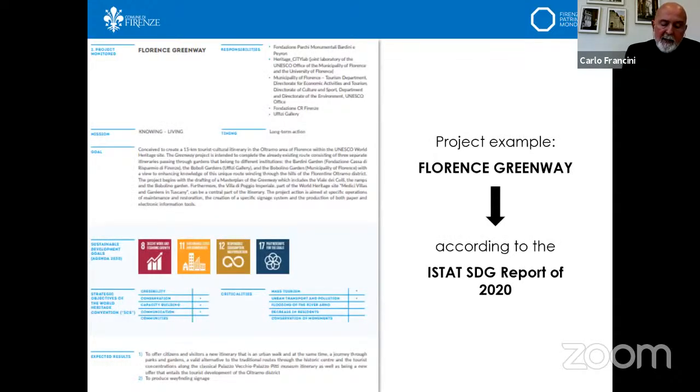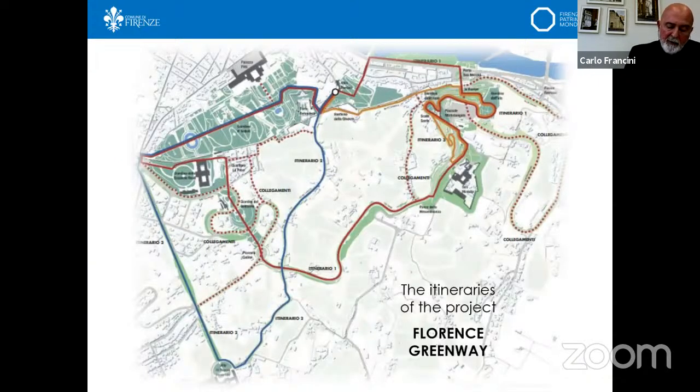In the current slide, you can see an example of a strategic project included within our management plan, the Greenway. This project tries to contribute to the following Sustainable Development Goals: number 8, 11, 12, and 17. The Greenway project tries to unify three separate green itineraries passing through gardens inside the World Heritage Site, which connects gardens and monuments of great cultural significance. This project wants to raise awareness about this unique itinerary, which enhances the landscape and hillside of the Oltrarno district, the southern area of the World Heritage Site.